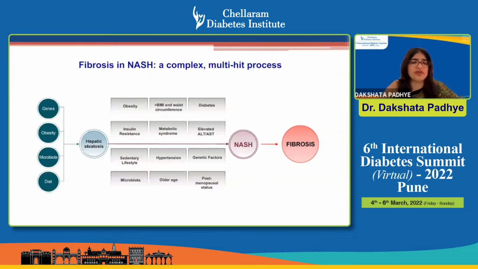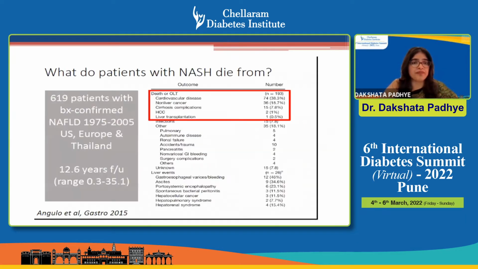From our experience and from the literature, it's not just obesity, insulin resistance, diabetes, or metabolic syndrome, but there are many other factors like hypertension. Uncontrolled hypertension accelerates this progression. Genetic factors, postmenopausal status, older age, microbiota, many factors are involved.